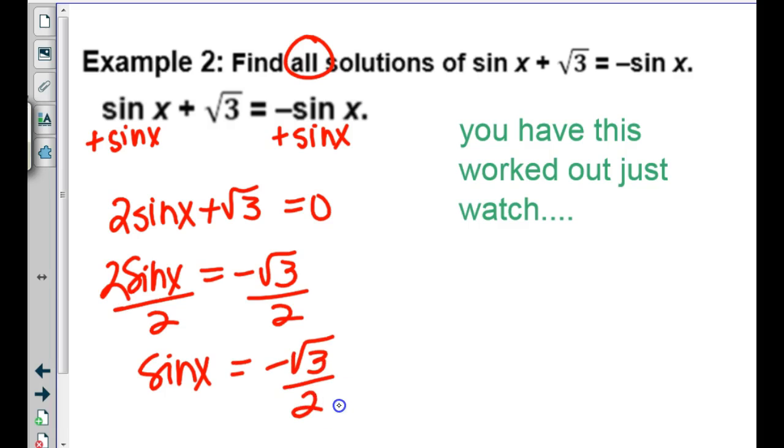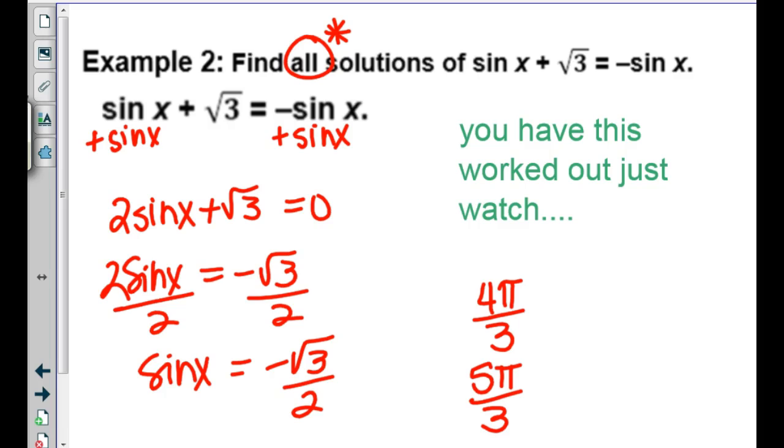So where does that happen? Look at your unit circle sheet for me. Sine is negative square root of 3 over 2 at 2 places. It is 4 pi over 3 and 5 pi over 3. Is that right? Okay. Now, am I done? I'm not done because it says all solutions. So I have to be thinking about the graph and thinking it's going to repeat. Basically, we're saying I could keep going around and find coterminal names for those places on my unit circle too.